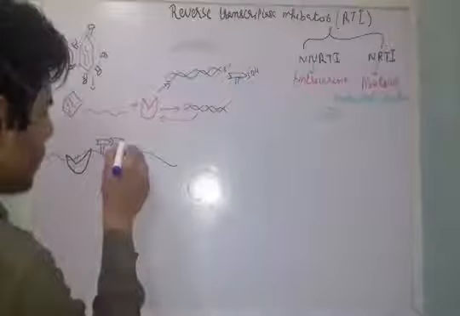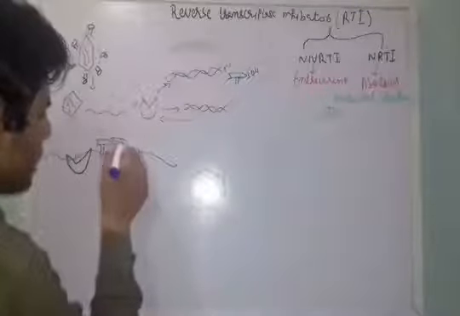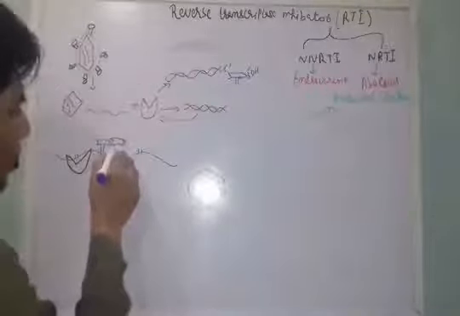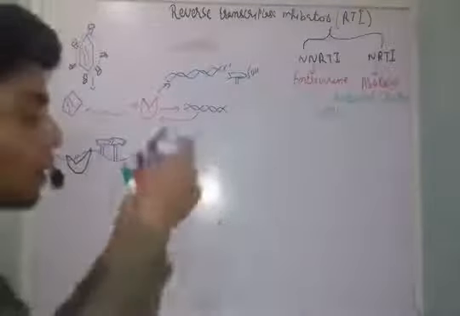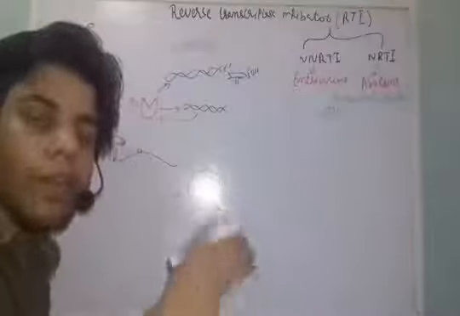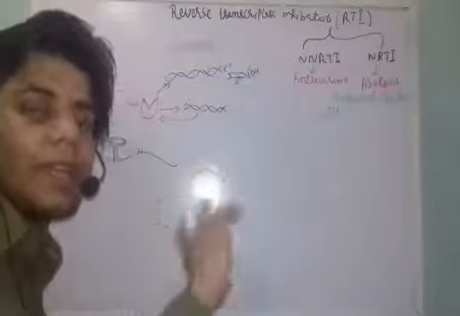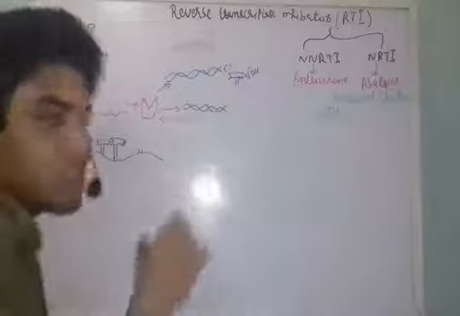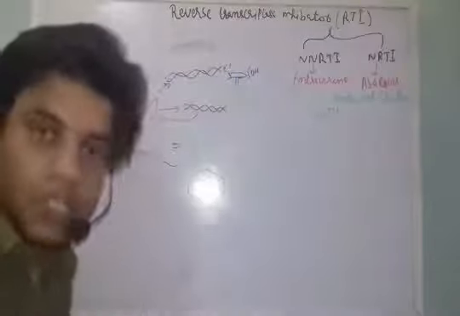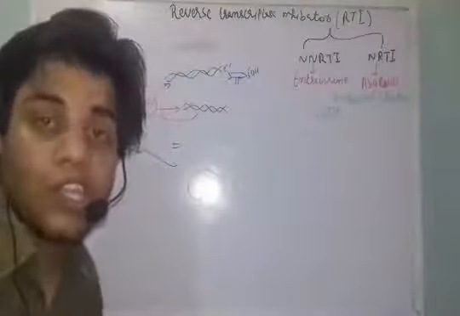Now this is the other nucleotide. So they will easily bind. Fine. Then the third one, the fourth one, the deoxynucleotides will bind, and then we get this double stranded DNA. So we get a long DNA chain.